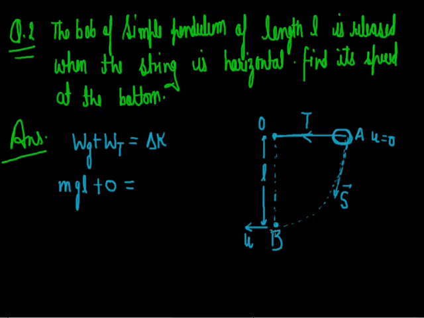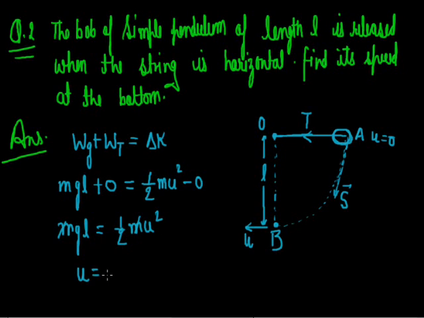K final will be half mu square minus 0 initial. Now we have to find out u, the velocity at the bottom. So we can write mgl equals half mu square. So u can be written as root of 2gl.